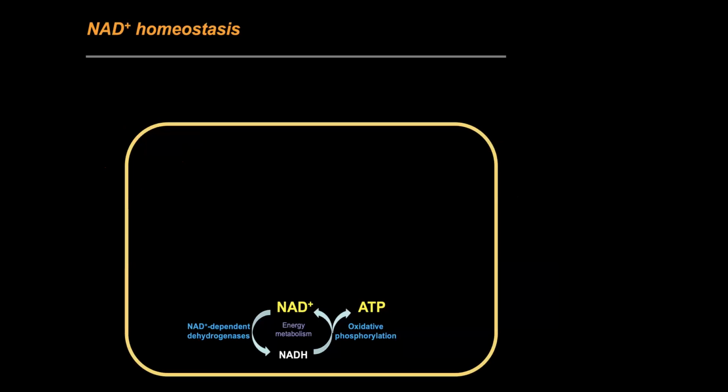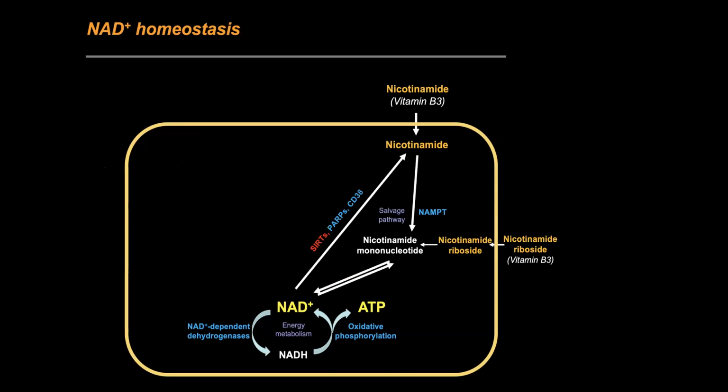In mammals, there are three major ways to synthesize NAD. The first pathway is the salvage pathway from nicotinamide. And the nicotinamide in the cell can be either taken up from the environment as a major component of vitamin B3, or can be released from NAD by a number of cellular enzymes, including sirtuins, as I just showed you. So the rate-limiting step of the salvage pathway is the conversion of nicotinamide into nicotinamide mononucleotide, which is catalyzed by an enzyme called NAMPT.